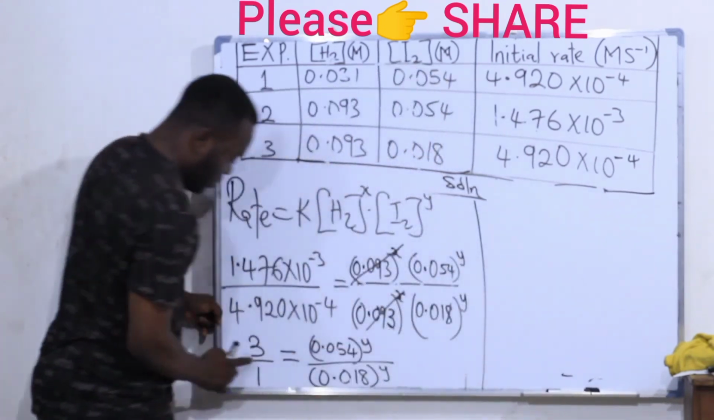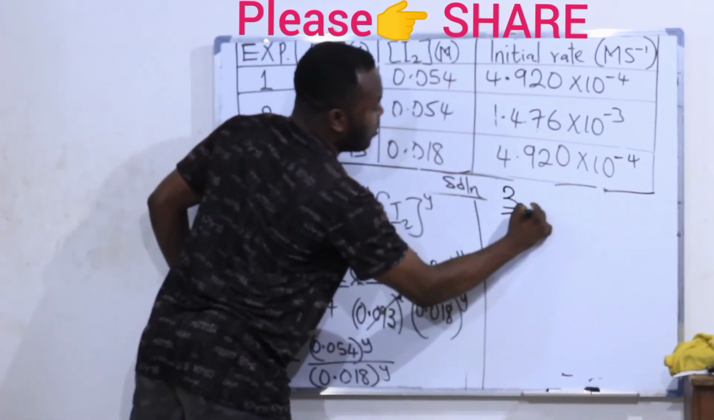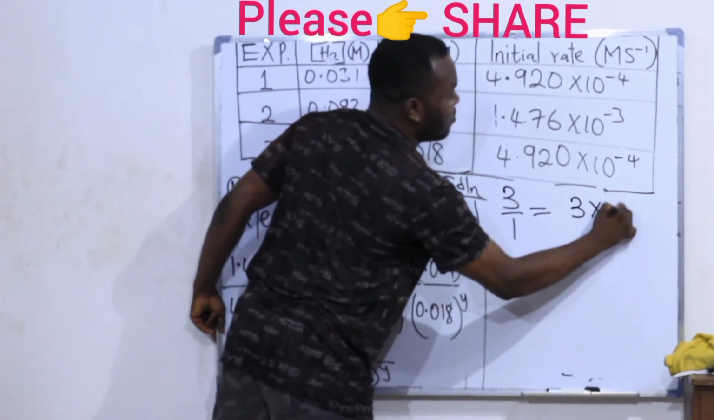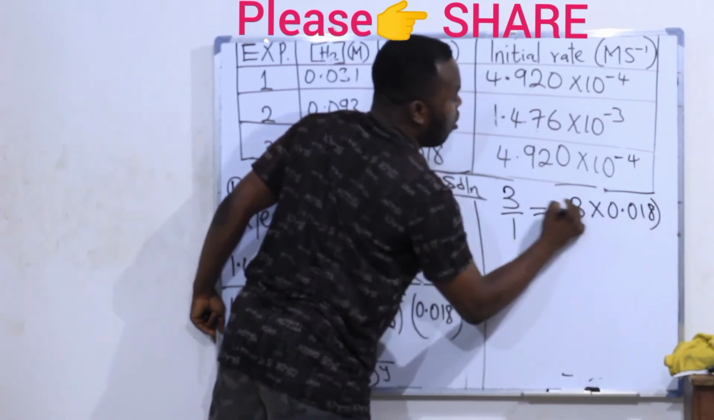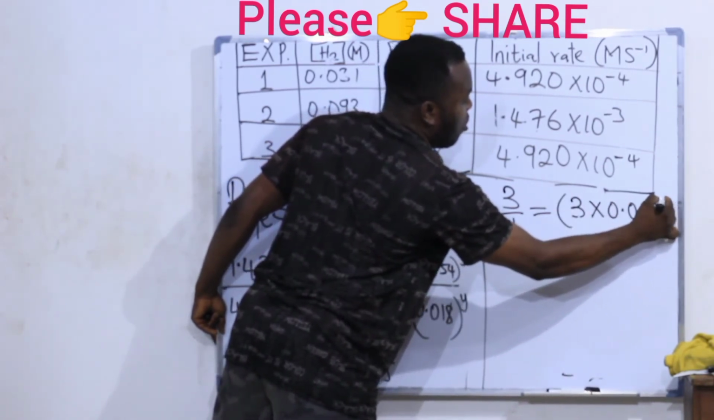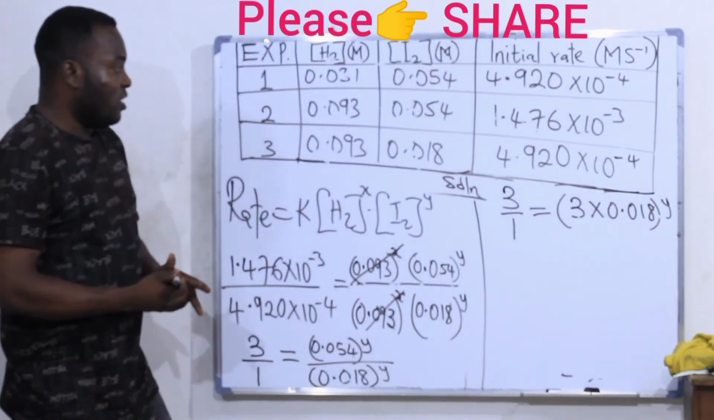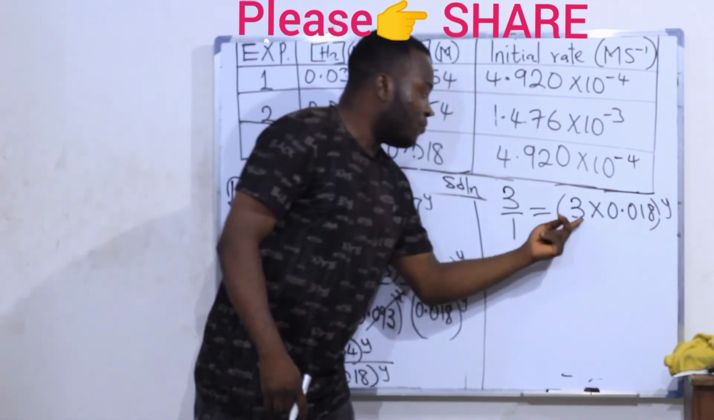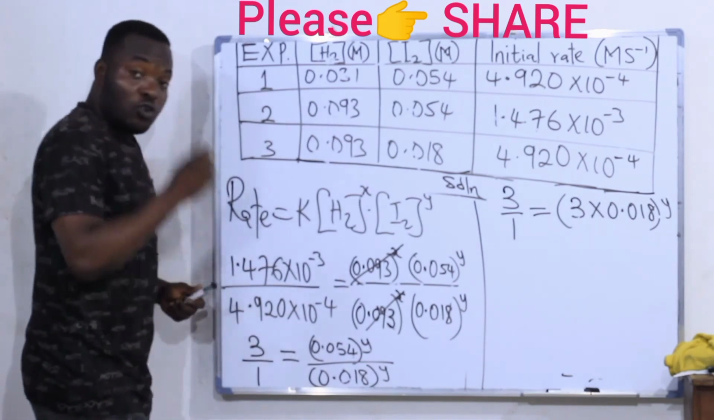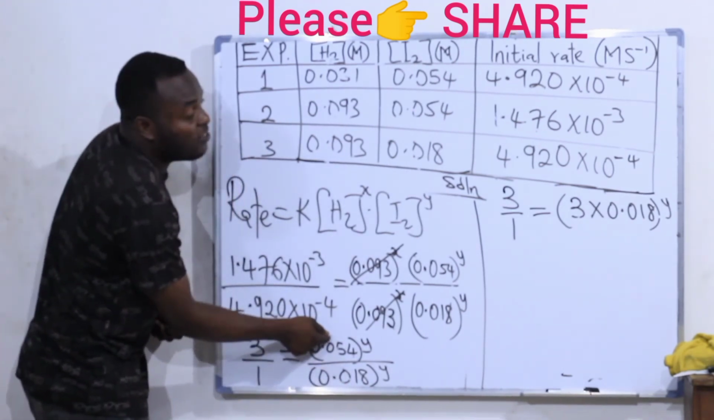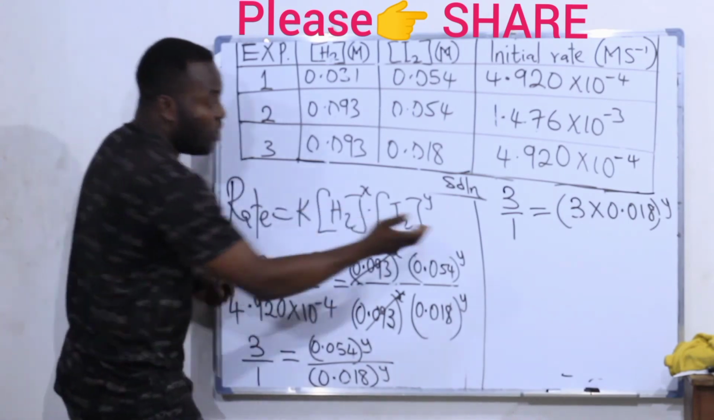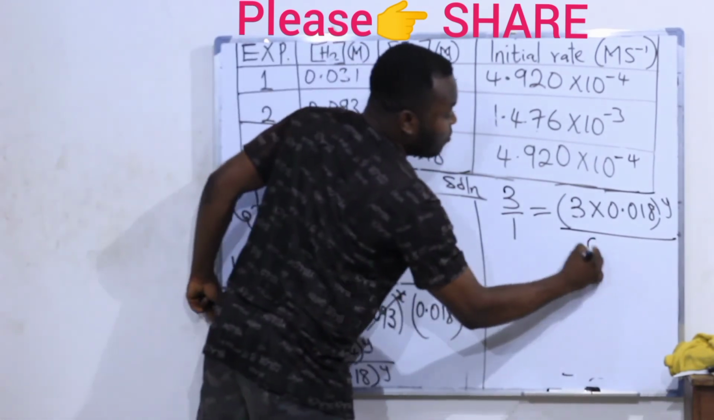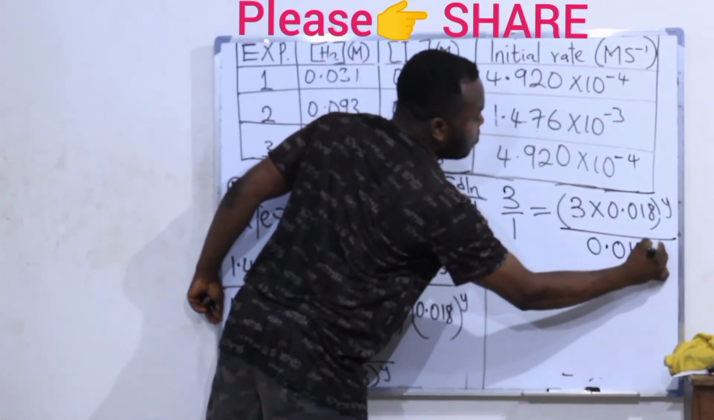So I'm going to eliminate 0.054. That means I'm going to have 3 all over 1 is equal to 3 times 0.018, all raised to the power of y. Both are raised to the power of y. I have not done anything. This power y is the same as this power y here. This 0.054 is the same thing as 3 times 0.018. I looked for a number that will multiply the lower one to get this, and as soon as I got that number, I used the two of them to replace this. Now divided by the one under here, 0.018 raised to the power of y.